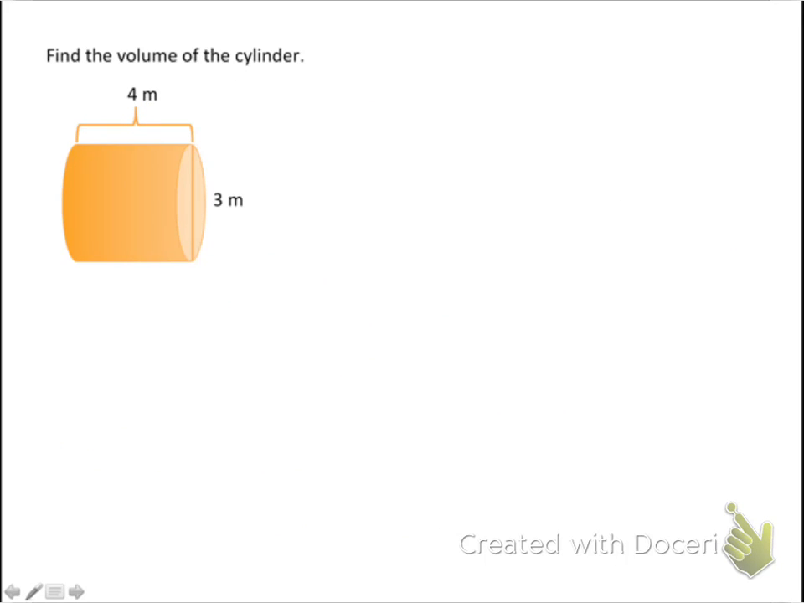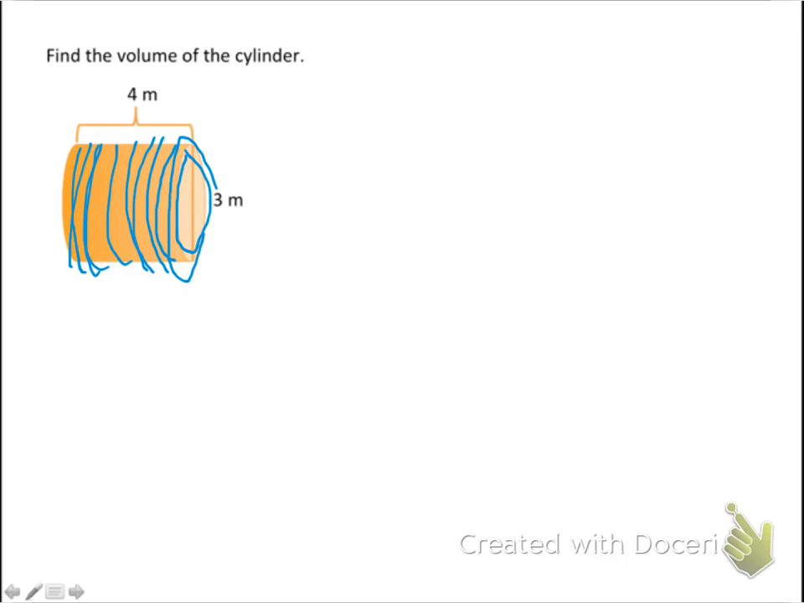Here is another cylinder. This cylinder is just turned on its side, so it looks a little bit different, but it's exactly the same. It's several circles that have been stacked, but this time beside each other instead of up and down. So again, it's going to be the area of the base, which is our circle, times the height, which is our 4. Step 1 is always to write your formula. So V is equal to pi r squared h.